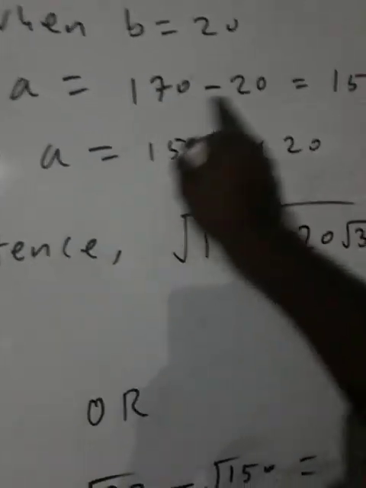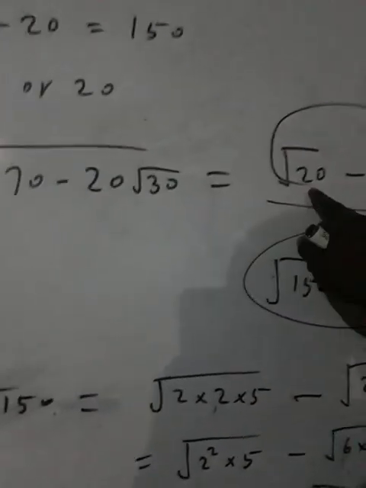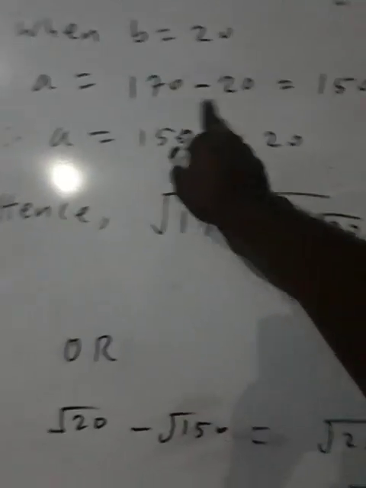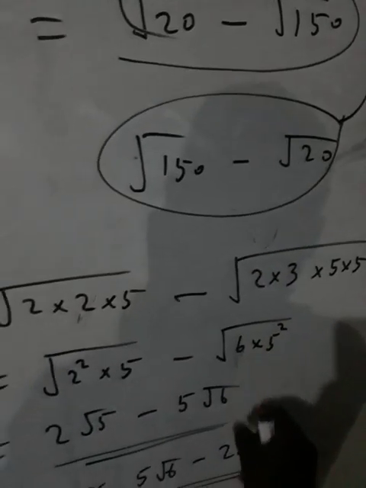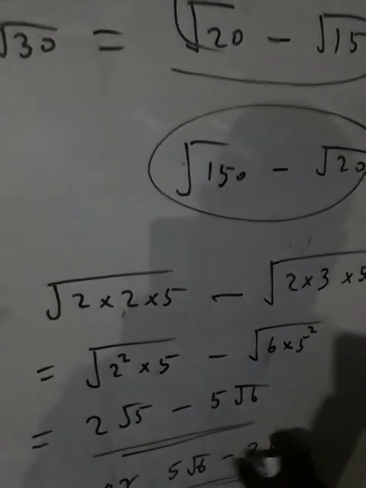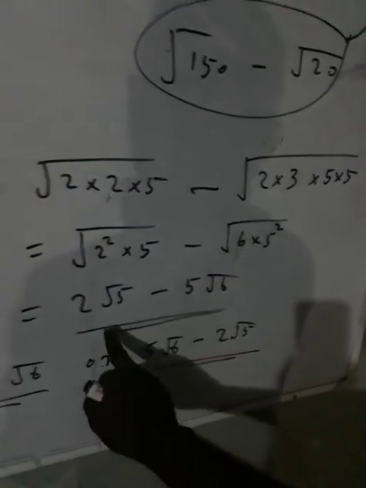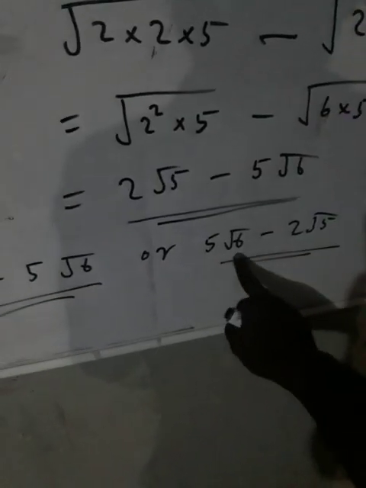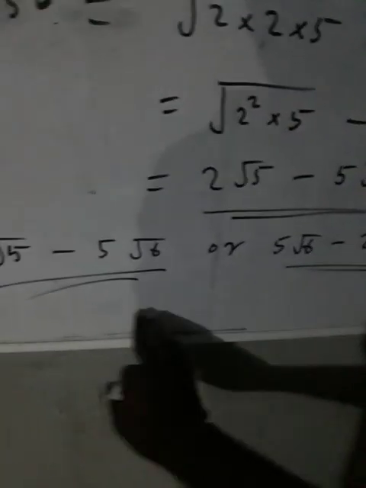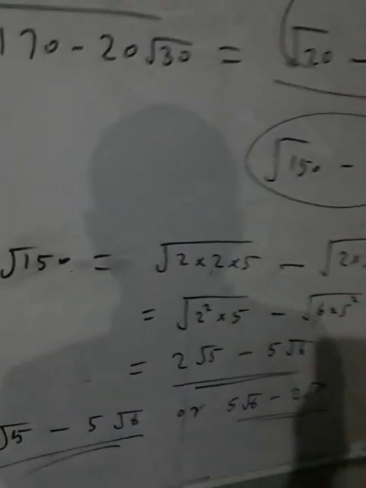Then the other way around is when b equals 20. When b equals 20, a is equal to 150. Because a is now going to be 150 and b is now equal to 20, this value will come first. This one will follow. So it's now going to be 5 root 6 minus 2 root 5. These are the two answers, either this or this. Thank you, and God bless you.